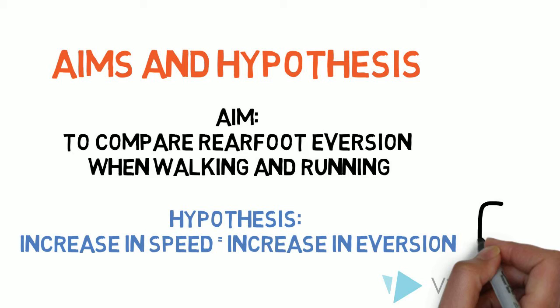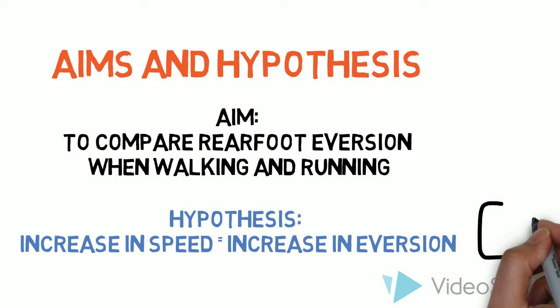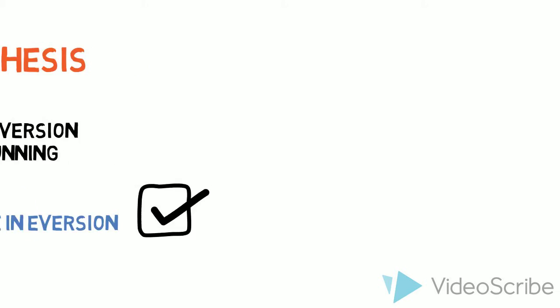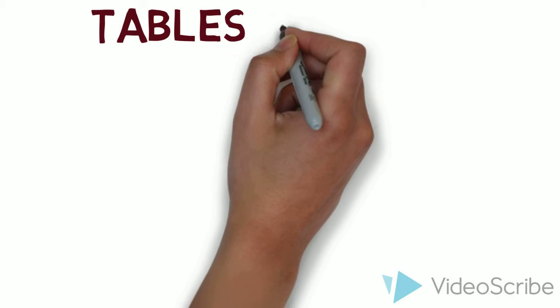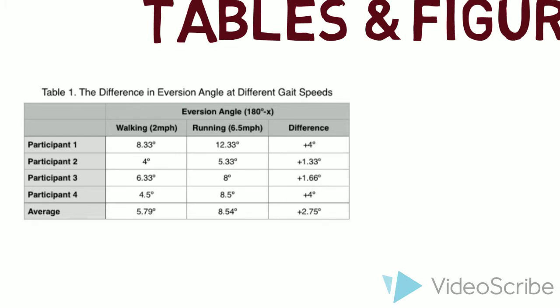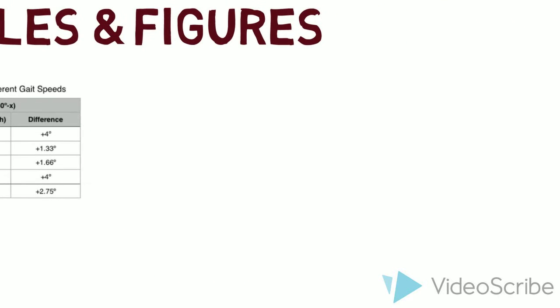So what did we find? In support of the hypothesis, gait speed was shown to have a significant influence on lower limb kinematics, in particular, rear foot eversion. And compared with walking, running showed a greater angle of eversion during the stance phase for all participants.